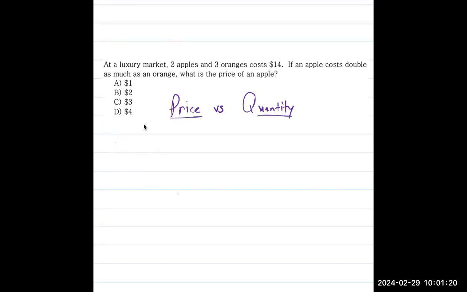But the first thing you want to do on these is you want to define your variables. So I want to know, am I getting the price or quantity of each item? So the two apples and the three oranges, that's kind of the quantity of each item. So when I go to make my X and Y, I'll say that they are the price of each item. So X can be the price of an apple, and Y is the price of an orange.